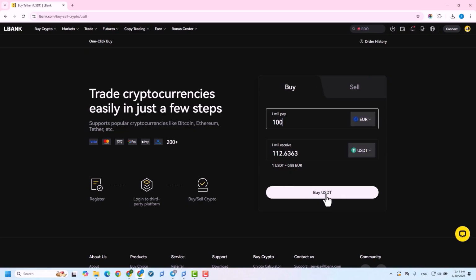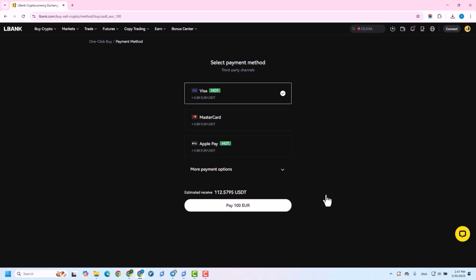In this stage, the platform connects the user to one of the third-party payment service providers. After clicking the Purchase button, you will be redirected to one of the intermediary payment services such as MoonPay and others. On this page, the user must enter their international bank card information. Also, depending on the selected platform, identity verification may be required.